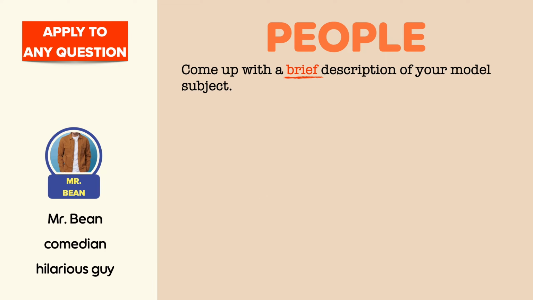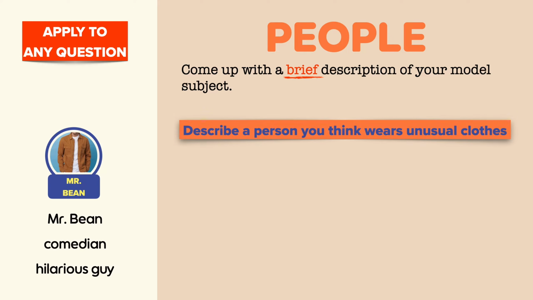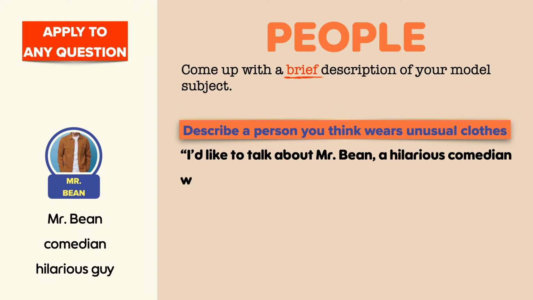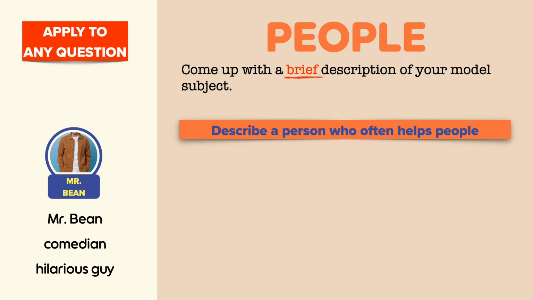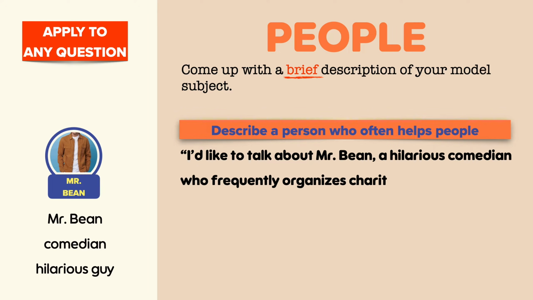For example, if you get the question, describe a person you think wears unusual clothes, you can say, I would like to talk about Mr. Bean, a hilarious comedian whose fashion style is somehow considered quirky. Or, describe a person who often helps people. You can say, I'd like to talk about Mr. Bean, a hilarious comedian who frequently organizes charitable events to assist the unfortunate.